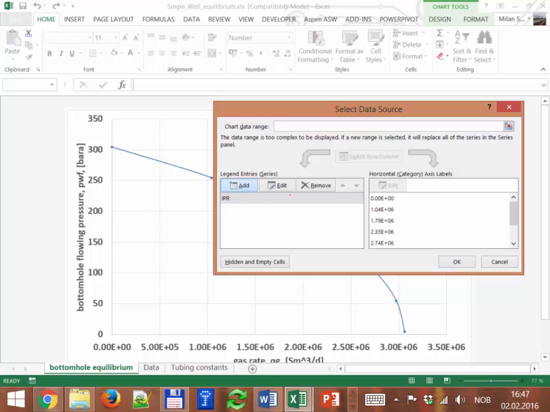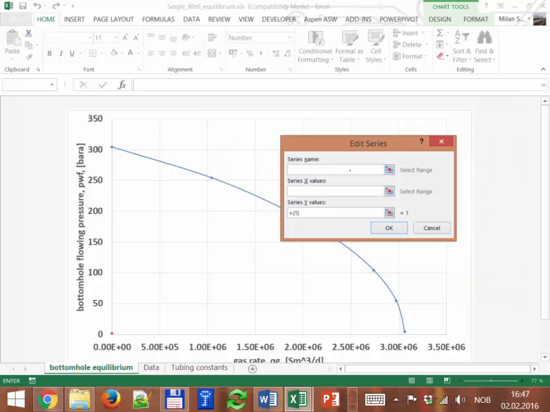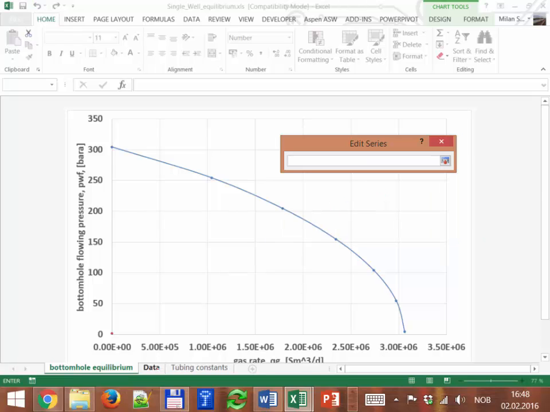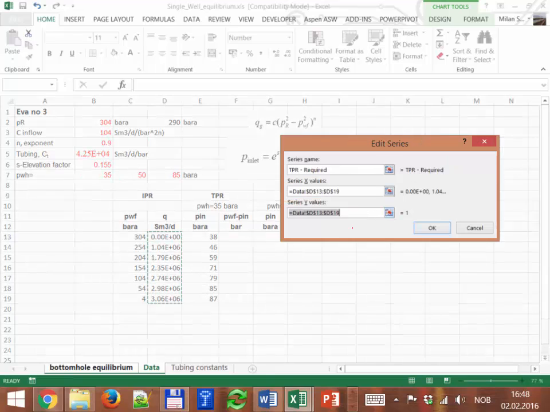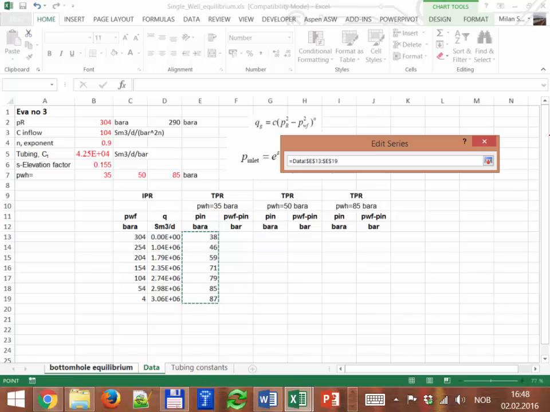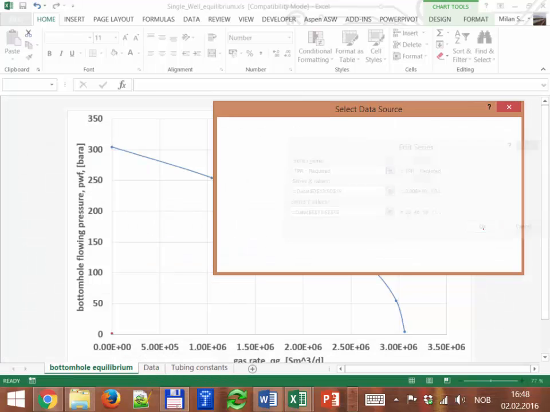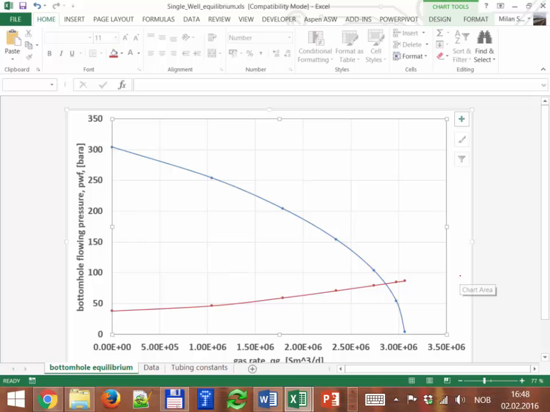So I add a new one, and how do I call this equation? Tubing performance relationship, to be consistent. Okay, tubing performance relationship, and to be more explicit we can say required. And we select here, that's X, so that's going to be the rate, and we select here the Y, and that's going to be the pressure. Okay, and you have the two curves and the intersection point.